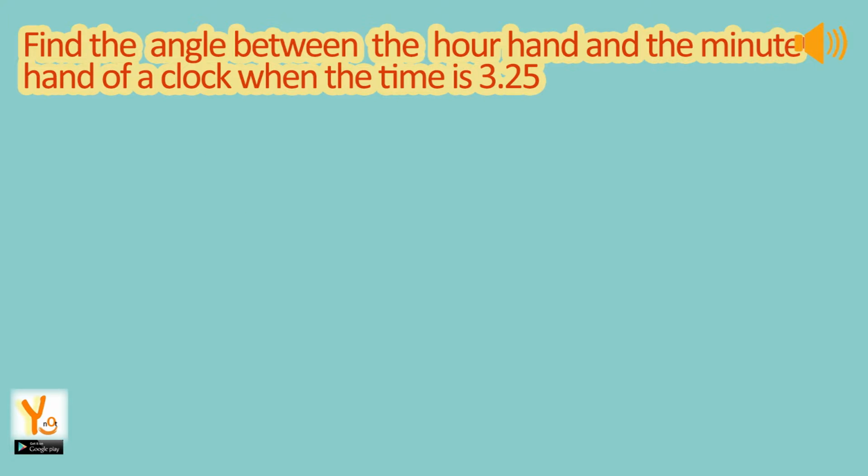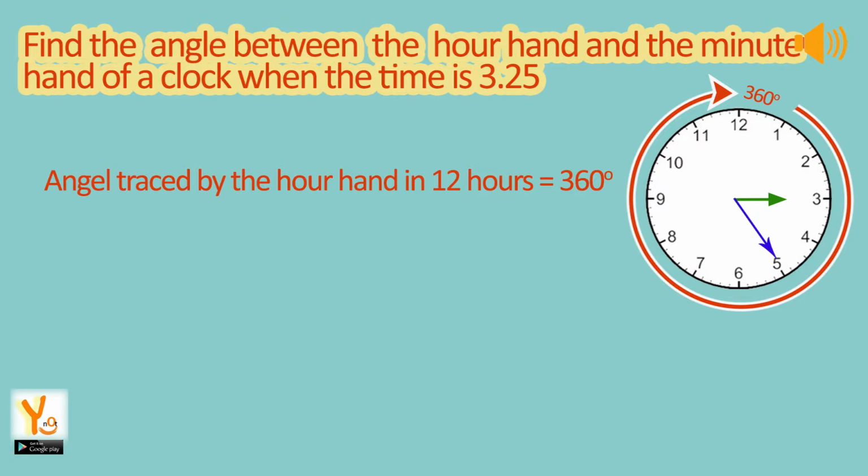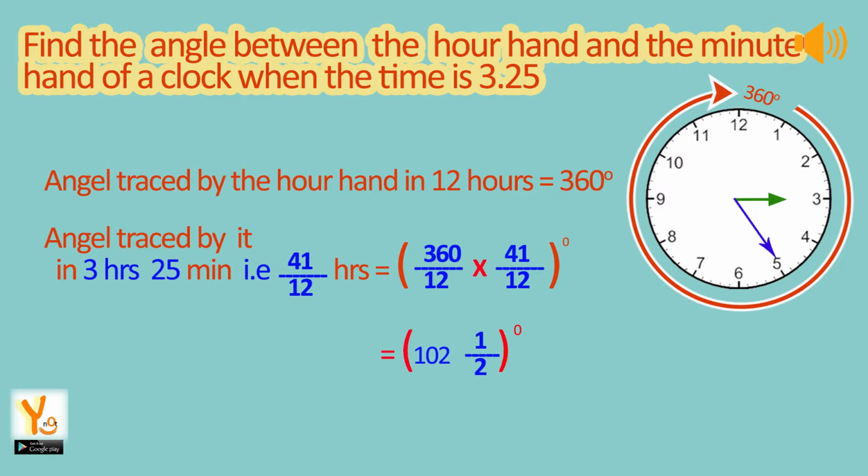Find the angle between the hour hand and the minute hand of a clock when the time is 3:25. Angle traced by hour hand in 12 hours equals 360 degrees. Angle traced by it in 3 hours 25 minutes, that is 41 by 12 hours, is equal to 360 by 12 into 41 by 12 degrees, and it comes out to be 102 1 by 2 degrees.